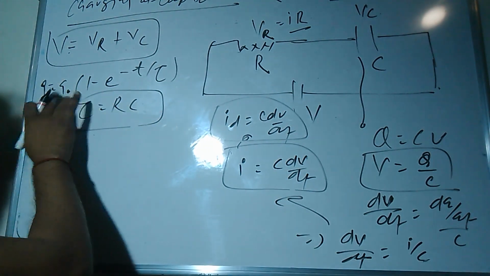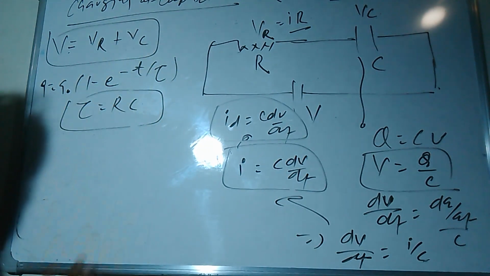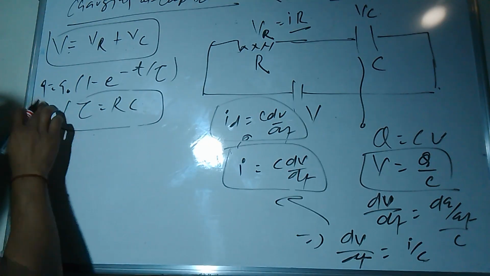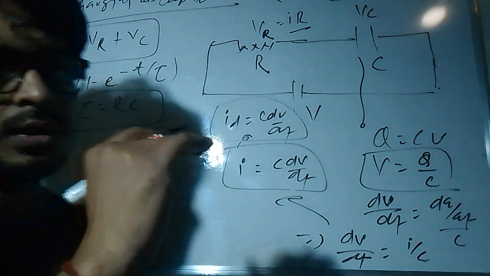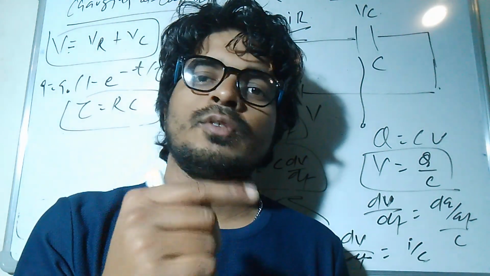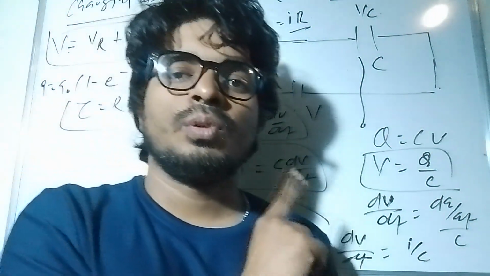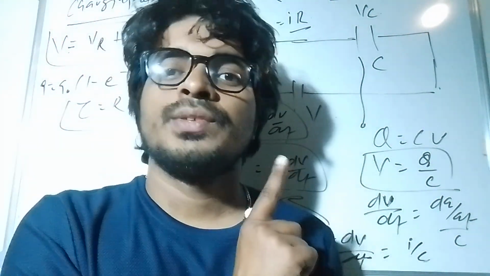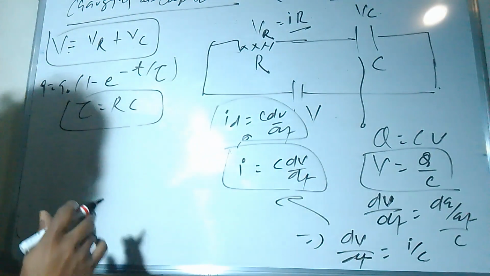Q equals Q naught (1 minus e to the power minus t by tau). Basically, this gives the charge on the capacitor at any time during charging. At any time, what is the charge on the capacitor when you are charging? This relation Q equals Q naught (1 minus e to the power minus t by tau), where tau is R into C, is very, very important.